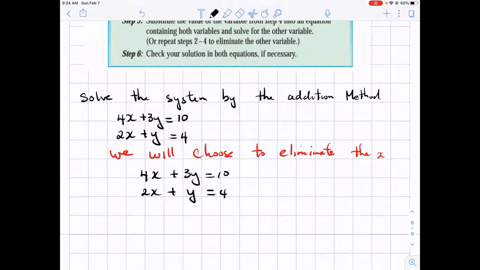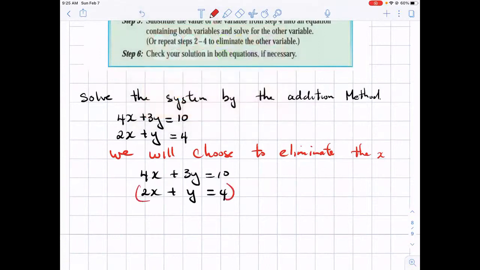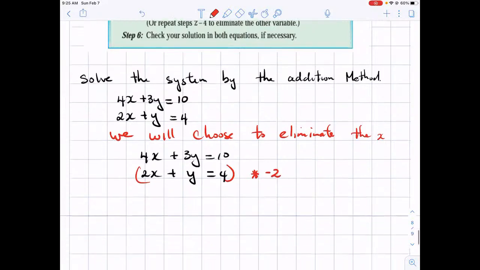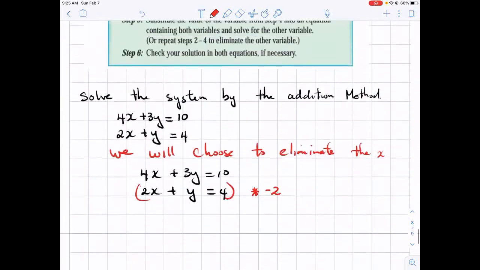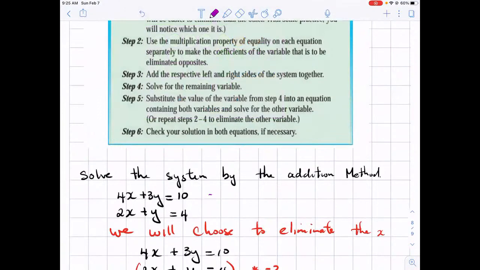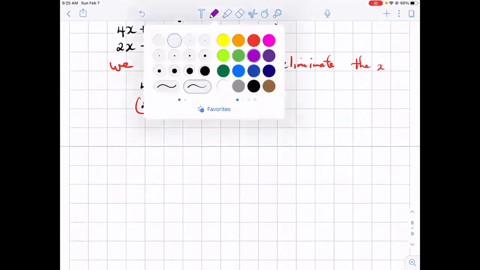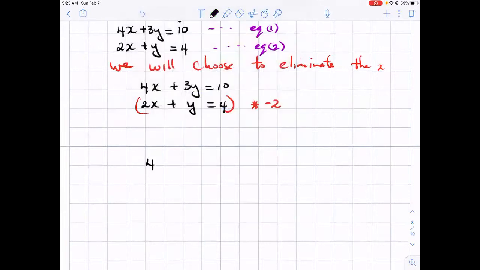So these are the two equations. What happens if I multiply this entire equation by minus 2? Okay, so let's label these equations as we generally do. Let's call this equation 1, equation 2. The first equation will stay the same: 4x plus 3y equals 10.